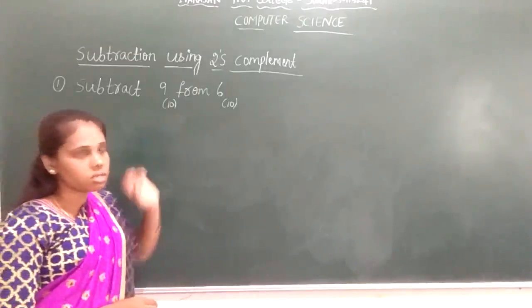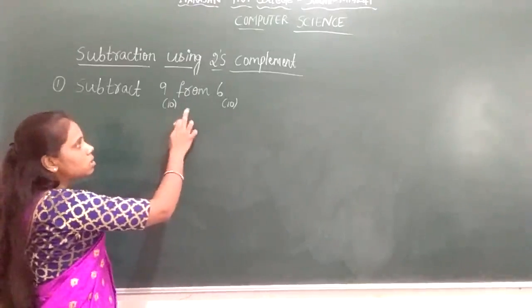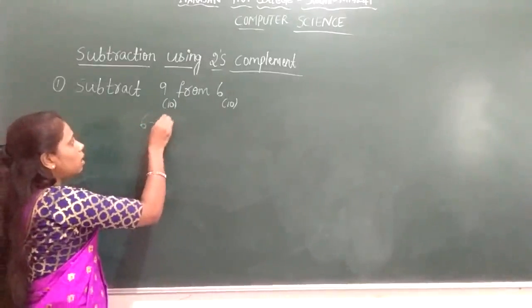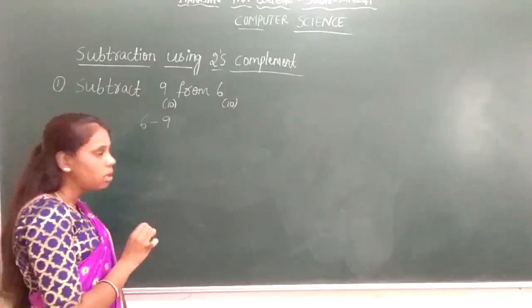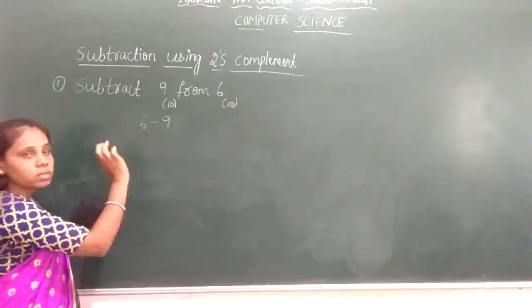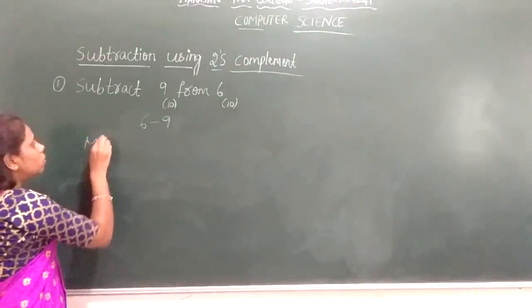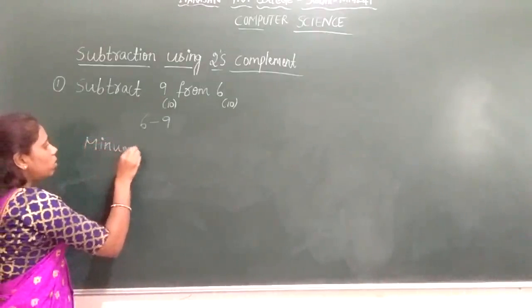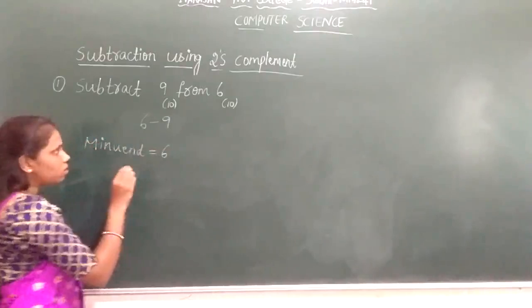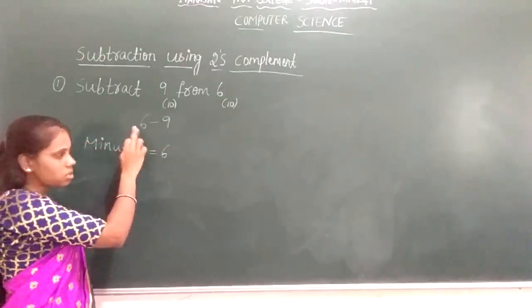9 from 6. Here, subtract 9 from 6 in the sense 6 minus 9. Now find out which is the minuend and which is the subtrahend. Here, which is the minuend? The minuend here is 6 because we are subtracting from 6.